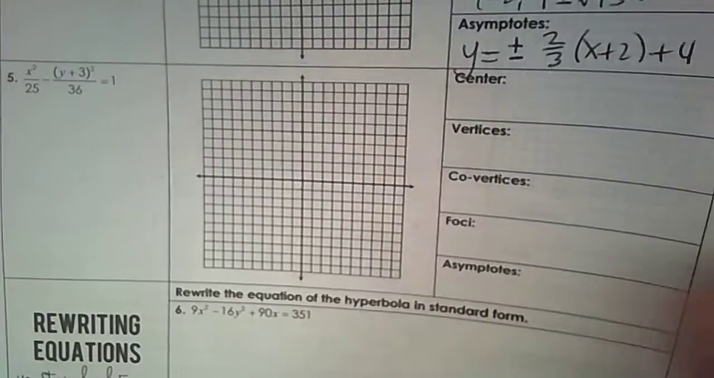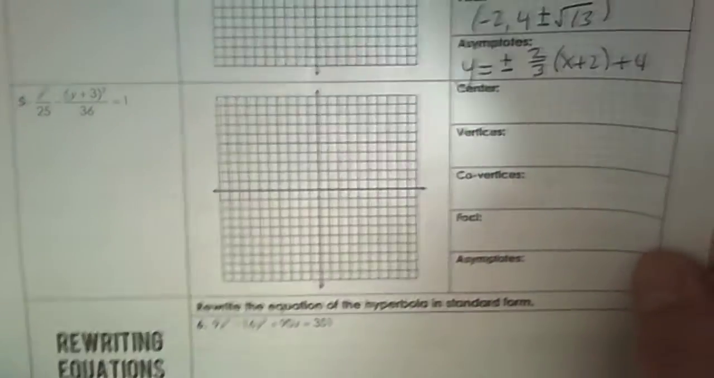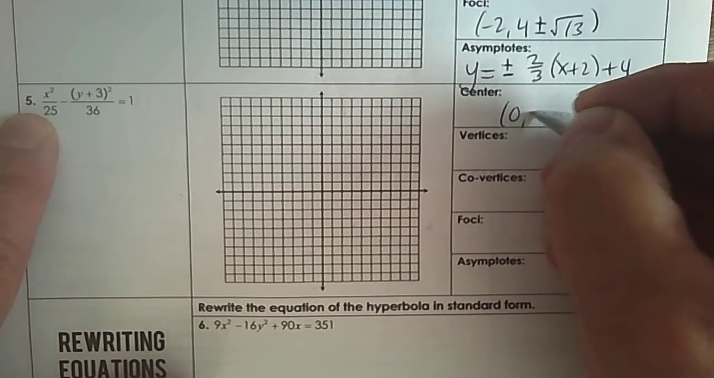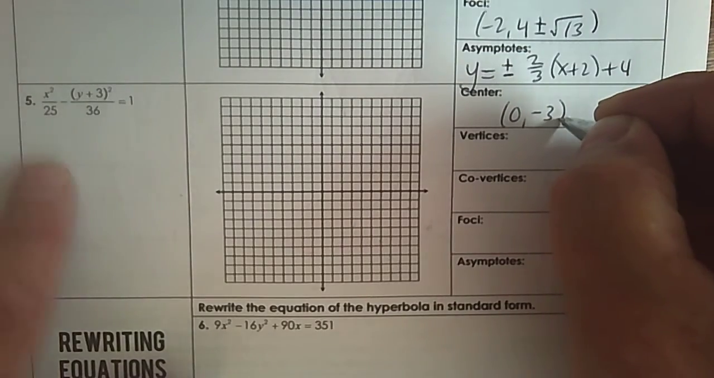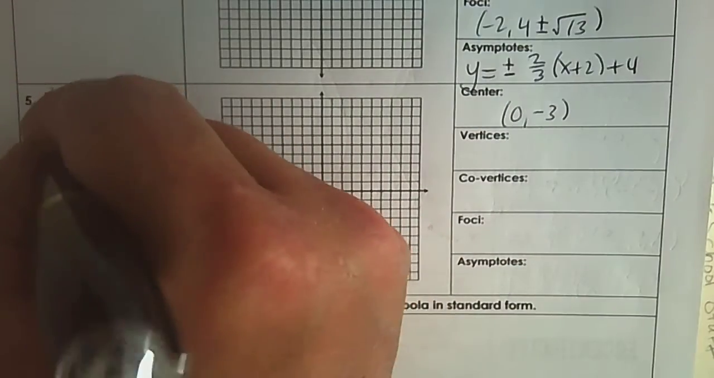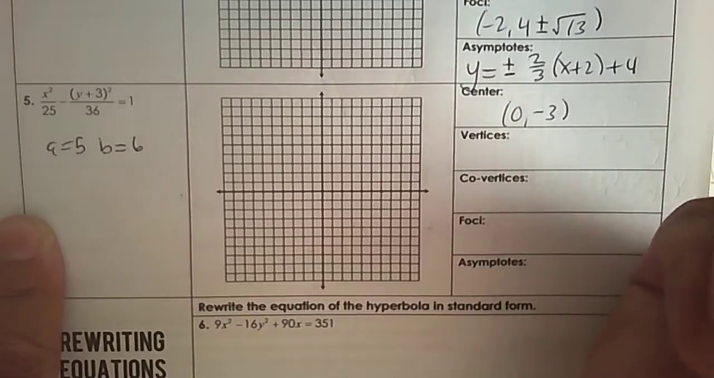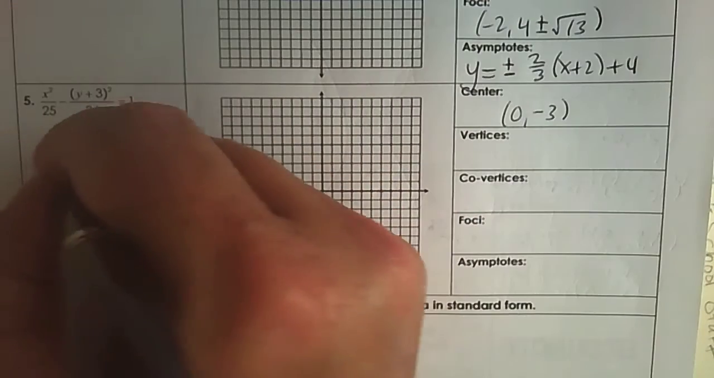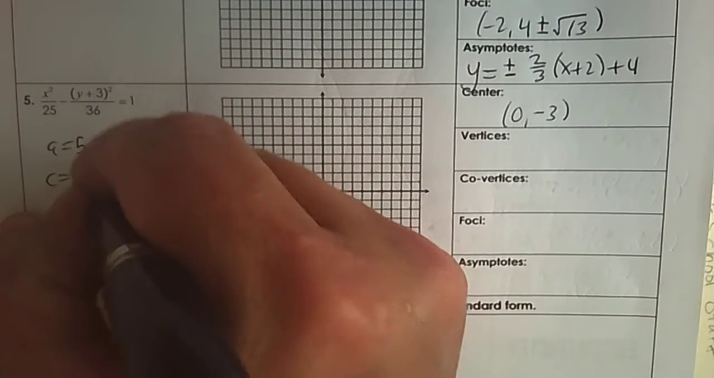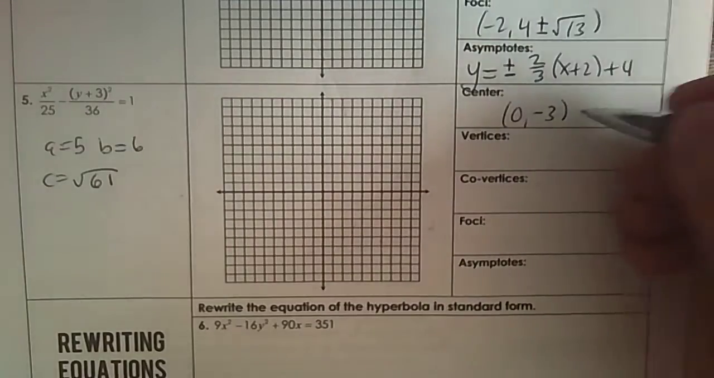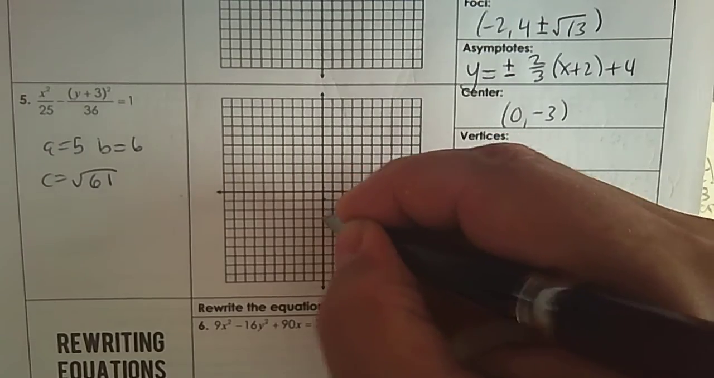All right, last one to graph right now, number 5. Can you find the center is at 0, -3? This is a horizontal. So A is the square root of 25, B is the square root of 36, and C is the square root of 61 because you're adding them together. So let's start here, 0, -3.